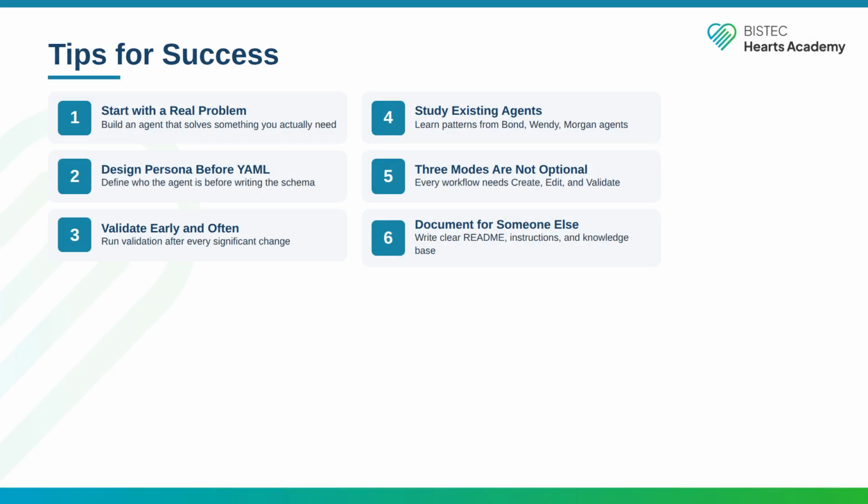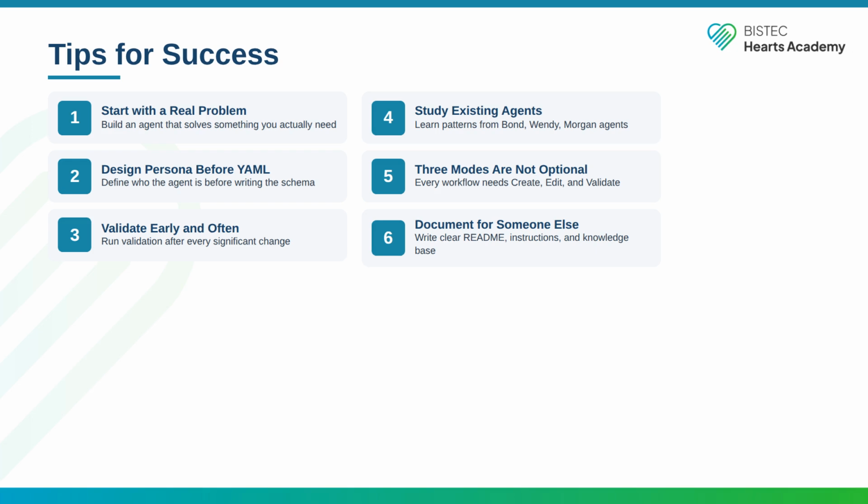6 tips that will make the difference between struggling and succeeding this month. First, start with a real problem. Building an agent that solves a hypothetical problem produces weak designs. Think about something you actually need: a code review agent for your team's specific conventions, a documentation agent that follows your company's style guide, an onboarding workflow that walks new developers through your codebase.